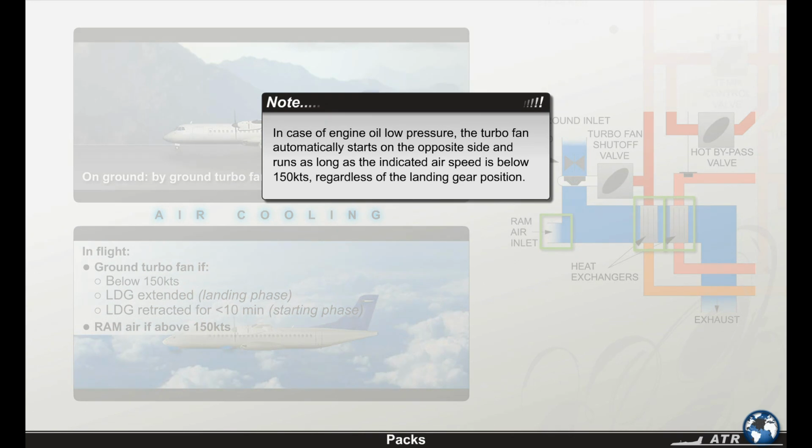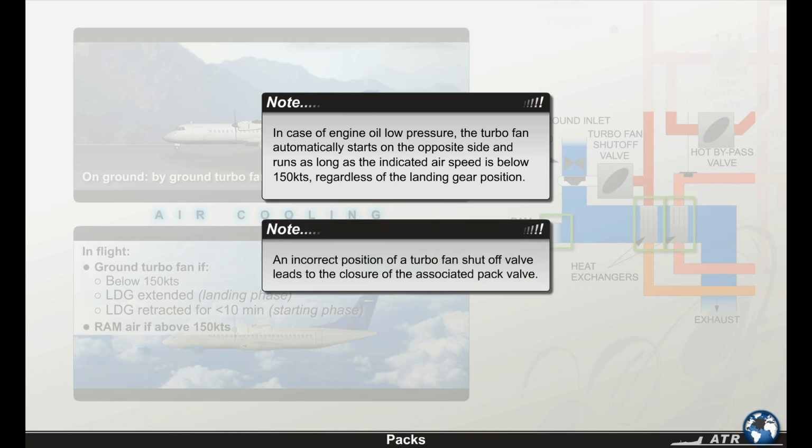Note that in case of engine oil low pressure, the turbofan automatically starts on the opposite side and runs as long as the indicated airspeed is below 150 knots, regardless of the landing gear position. Also note that an incorrect position of a turbofan shutoff valve leads to the closure of the associated pack valve.